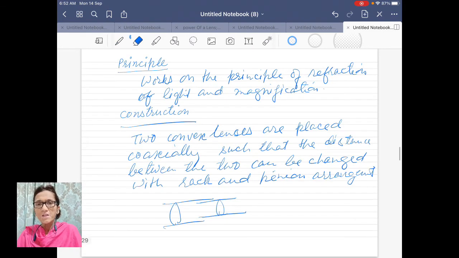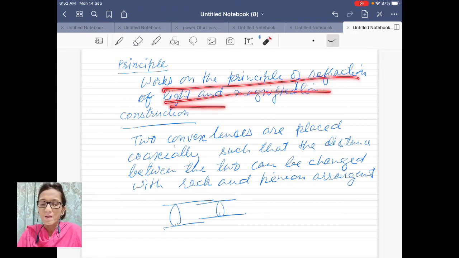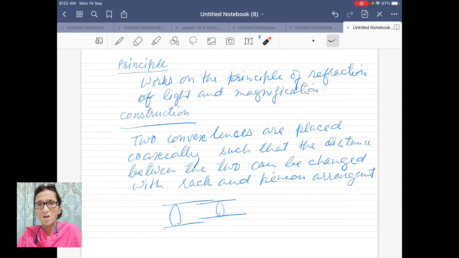Now the working principle and construction of a compound microscope. A compound microscope consists of lenses, so it will work on the principle of refraction of light, and it will work on magnification of image. Now construction.